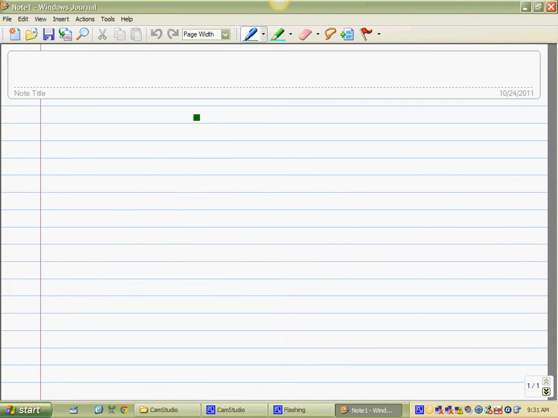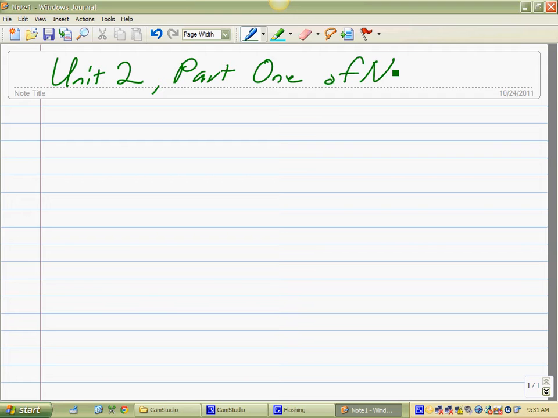Alright, welcome. It's a new unit, a new set of notes. So in these notes we're all talking about motion. It's unit 2, and it's part 1 of our notes. Unit 2, part 1 of the notes is going to be about two things: speed and position.